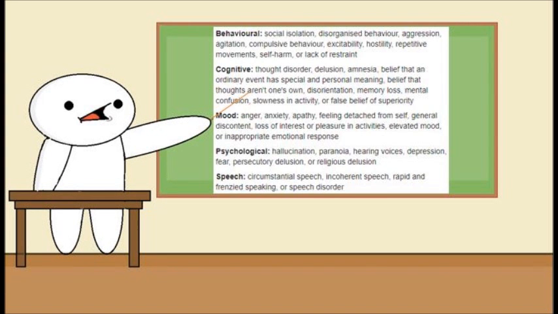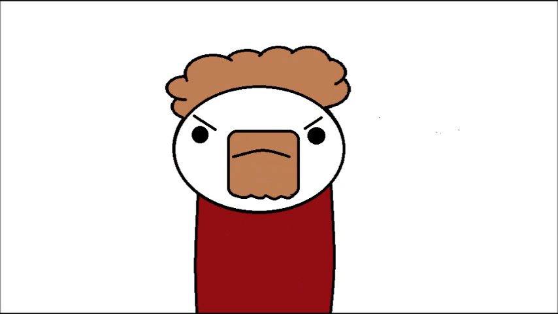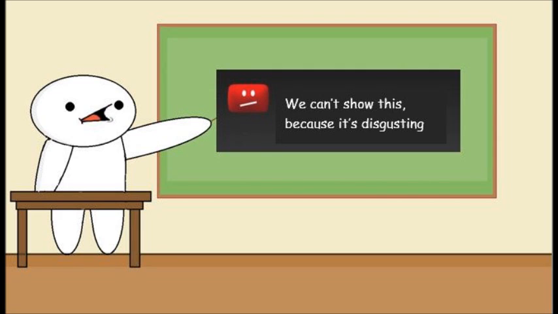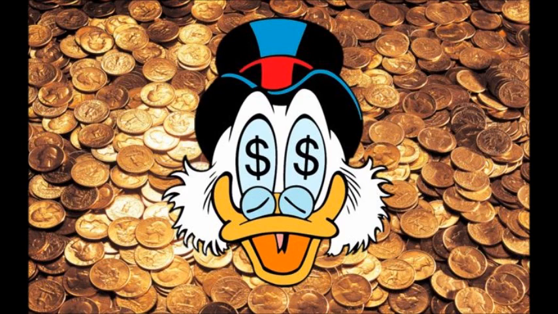Google says behavioral symptoms of schizophrenia are social isolation, disorganized behavior, aggression, agitation, compulsive behavior, excitability, hostility, or lack of restraint. Throughout the play, Macbeth is just a teensy tiny bit aggressive. But seriously, he slices a person in half, so you know his anger management therapist is rolling in the medieval coins.